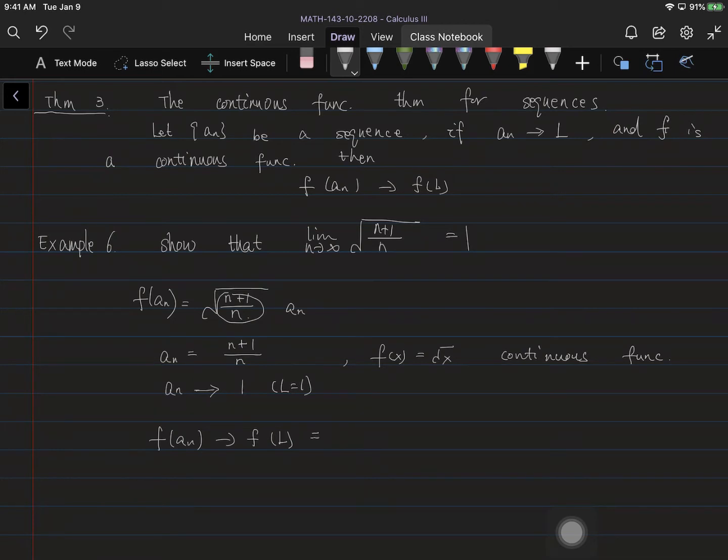And what is f(L)? f(L) is f(1), because L is 1. And what is f(x)? Square root of x. So the square root of 1. The final answer is 1.